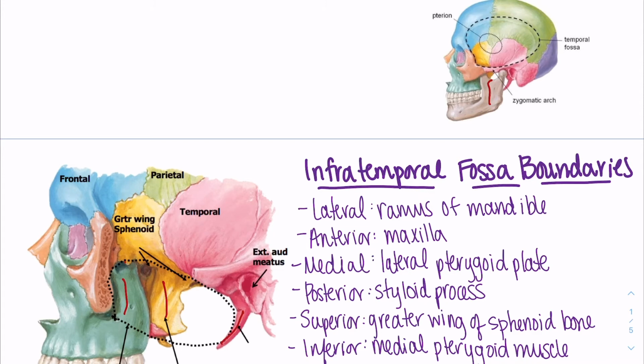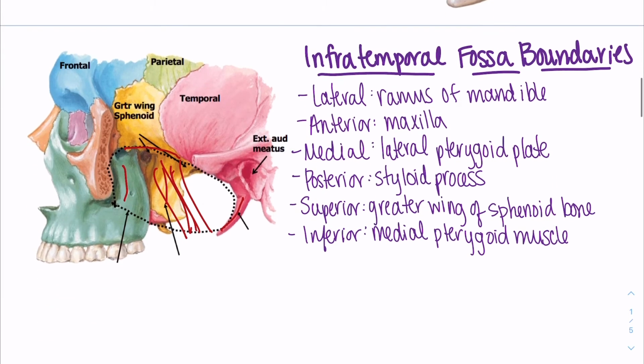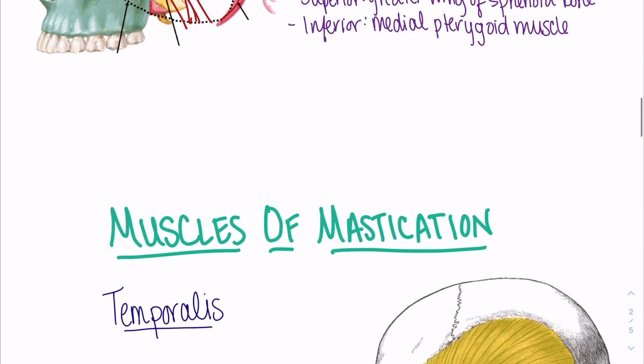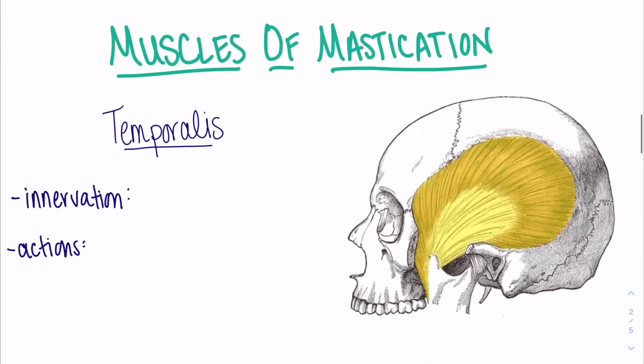Superiorly, you have the greater wing here of the sphenoid bone, and inferiorly, you have the medial pterygoid muscle, which runs this way and will be seen in a few pictures. Many structures pass through the infratemporal fossa, but we're going to focus on the muscles of mastication that reside here, starting with temporalis. Its attachments are the temporal fossa here and the condyle of the mandible.